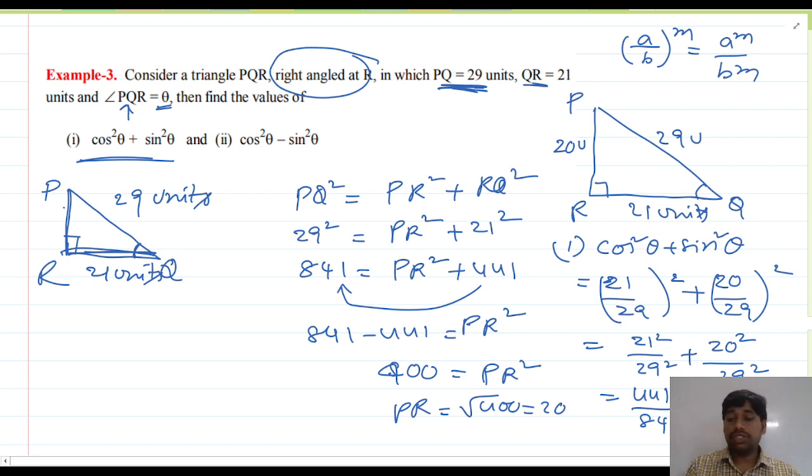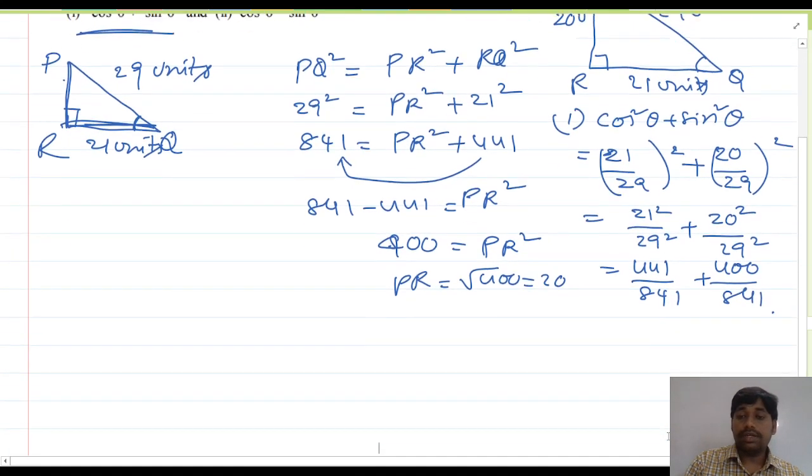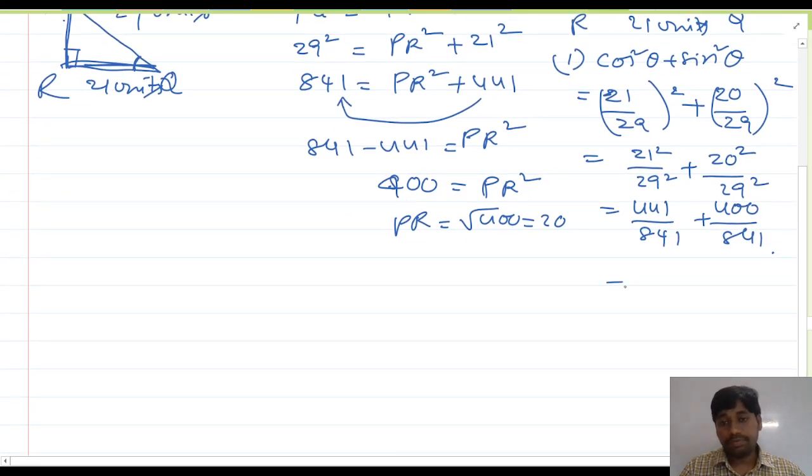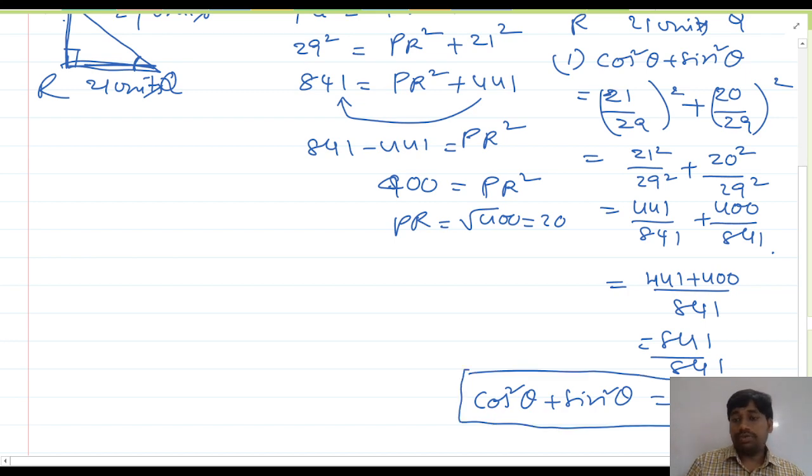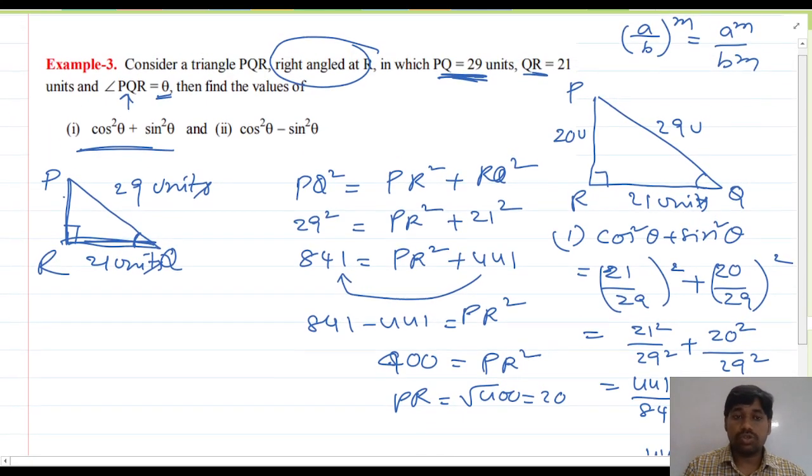Both are like fractions. Simply, what we can do is add the numerators directly. That is 441 plus 400 upon 841. So 841 by 841 is simply 1, which means cos square theta plus sin square theta value is nothing but 1. Keep this answer with you. We will use it in further sessions also.